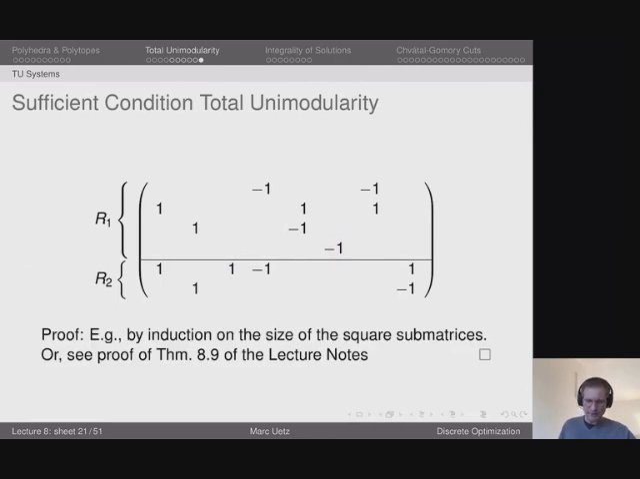For a proof, it's not awfully difficult to prove, but I'm not going to do that here. You can do a proof, for example, by induction on the size of the square submatrices, or you have a look into the lecture notes. Okay, so that is a sufficient condition on total unimodularity, and you already see that if I talk about matrices with a +1 and a -1, that most probably will correspond to directed edges in a certain graph or in a network. And this is also a way how we can exploit this sufficient condition on total unimodularity.